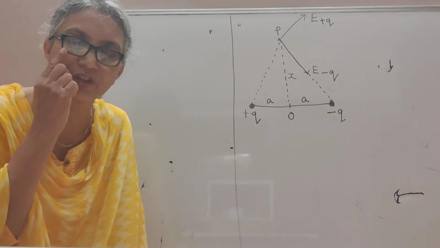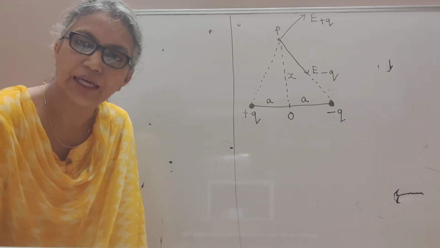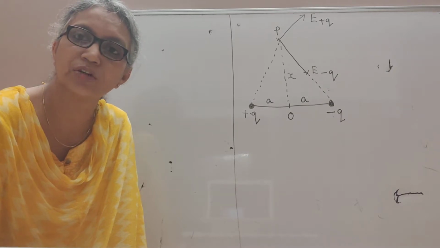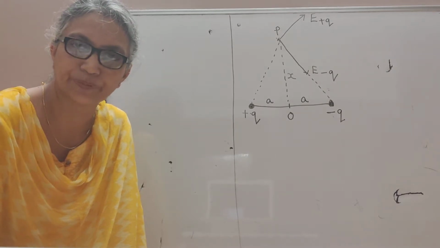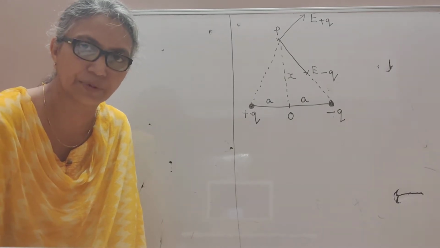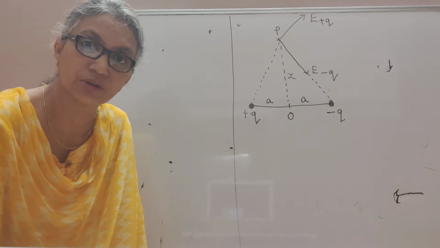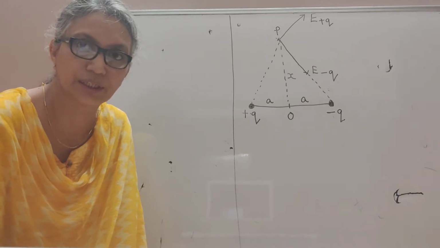Then I think in session 2 we dealt with electric dipole moment, and the electric field along the axis of an electric dipole. Today we are going into the next derivation of that electric dipole, which is finding out the electric field along the equatorial point or equatorial axis.